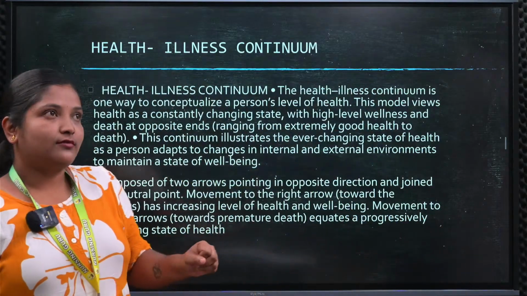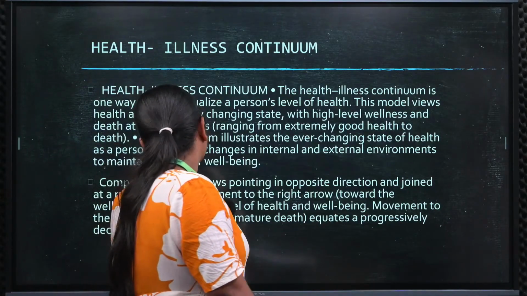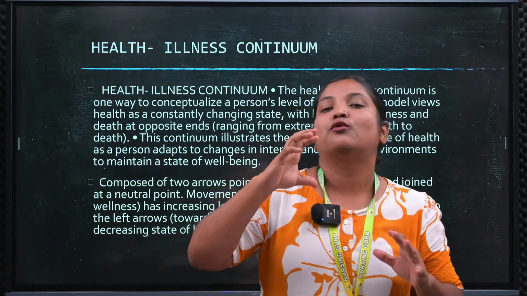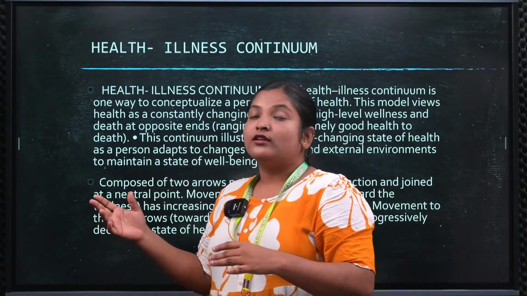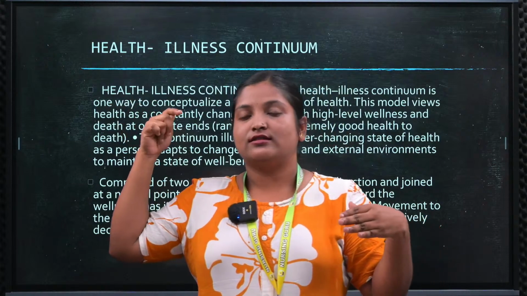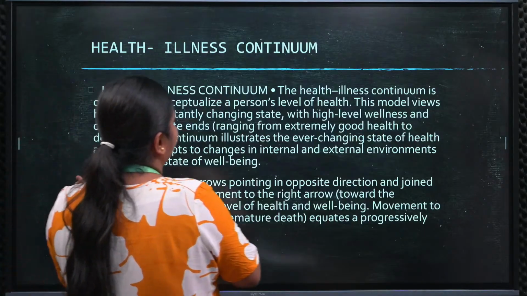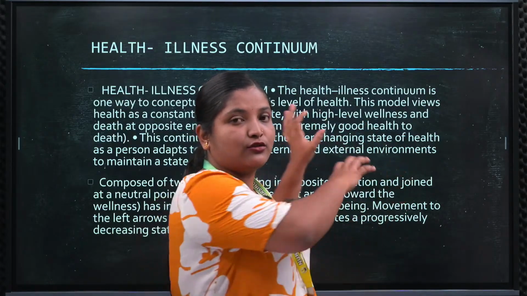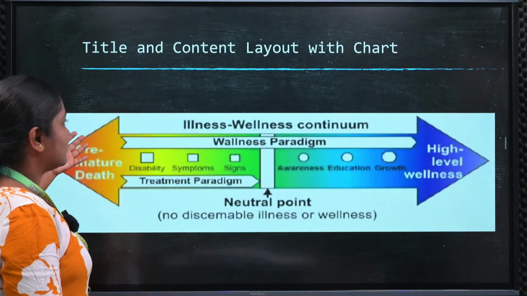The next one is composed of two arrows pointing in opposite directions and joined at a neutral point. At the neutral point there is nothing that changes, which we can see in health and in illness also. But when it comes to the opposite ends, one end, the left side, is in the form of a treatment paradigm, and the right side travels toward the high level wellness paradigm. So this is how it will be.